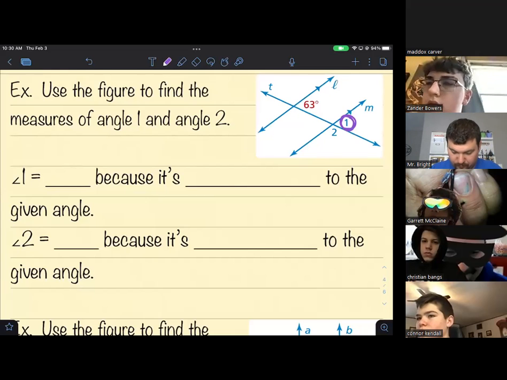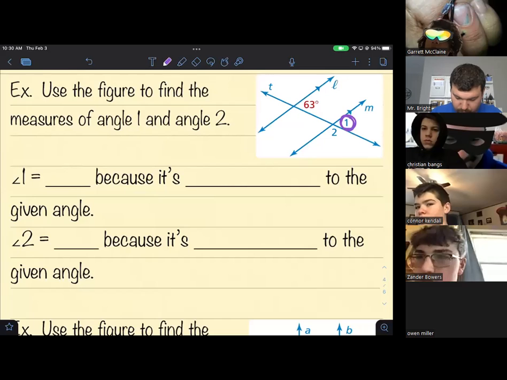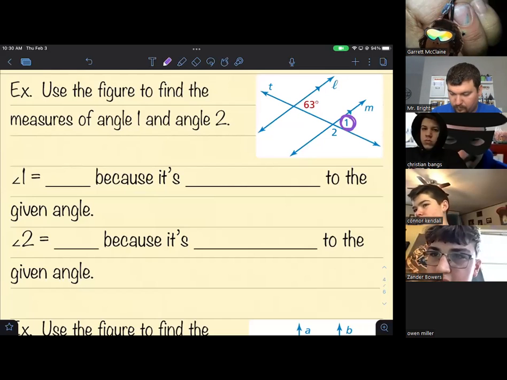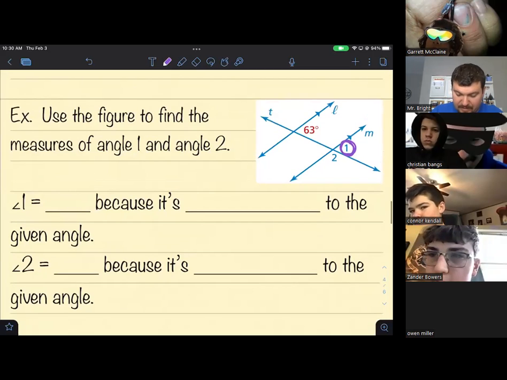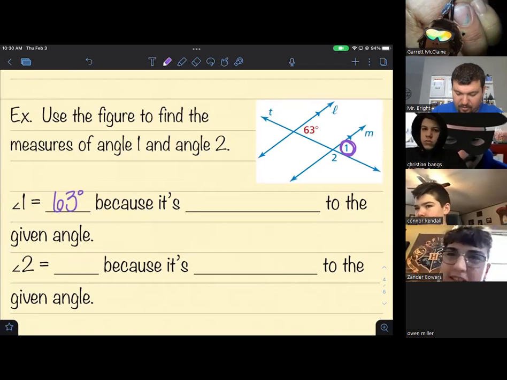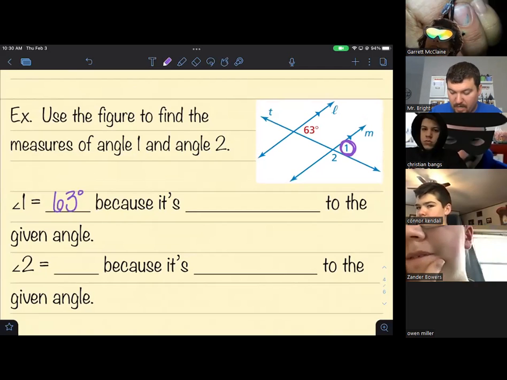Maddox? It's 93 degrees because it's corresponding to the angle given. I think I'm at 63 degrees, but yes. Oh yeah, 63, my bad. Yep, it is 63 degrees. So it's the same size because it's corresponding. That is correct.